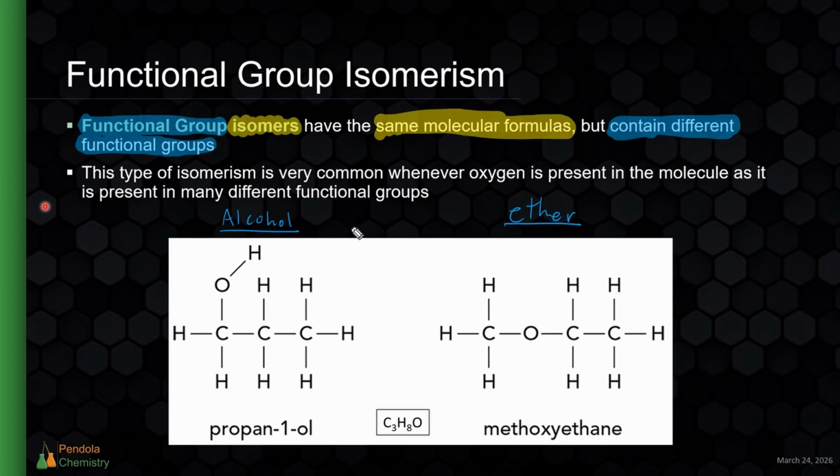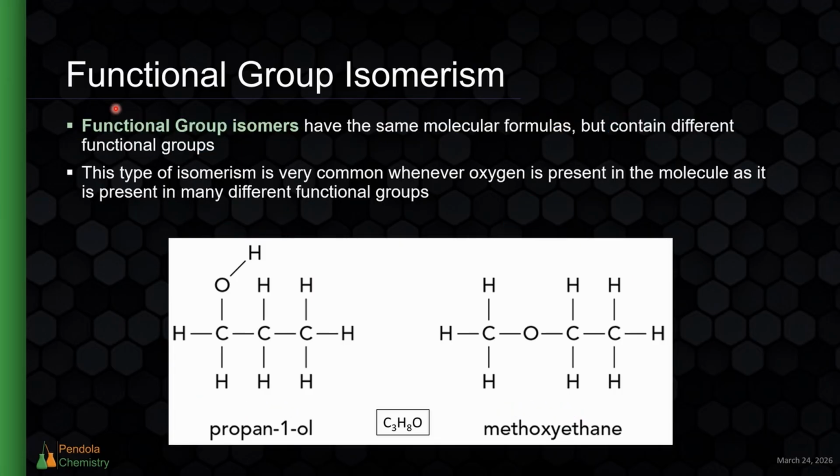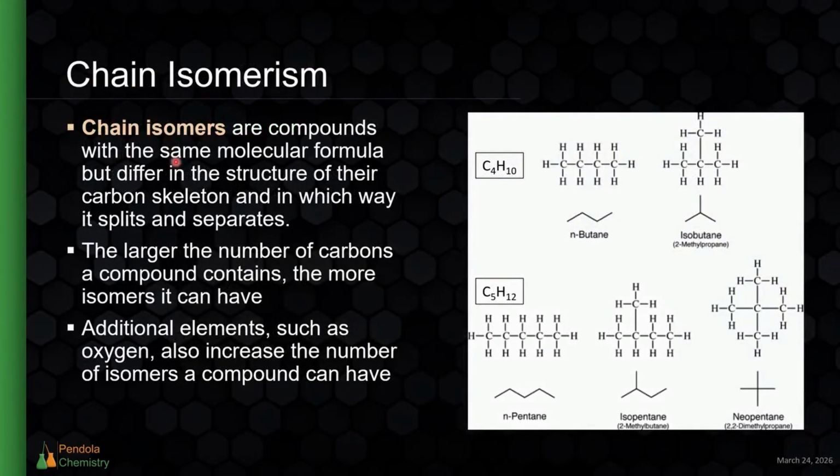Here, the structural formula for this alcohol, for propan-1-ol, would be CH2OH, CH2, CH3. Whereas the formula for methoxyethane will be CH3O, CH2, CH3. So different structural formulas, which is why functional group isomers are a subsection of structural isomers, just like positional isomers were. The last type of structural isomer we're going to look at is a chain isomer.